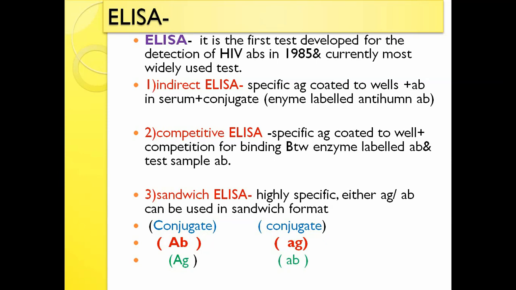Third one is sandwich ELISA. It is a highly specific method. Here antigen or antibody can be used in a sandwich format. So here we can see antibodies. To detect antibody, it is sandwiched between the conjugate and antigen. Antigen is bound to the microplate. For the detection of antigen, antibody is coated to the well, and antigen is sandwiched between the conjugate and antibody. So that is about the three methods of ELISA.